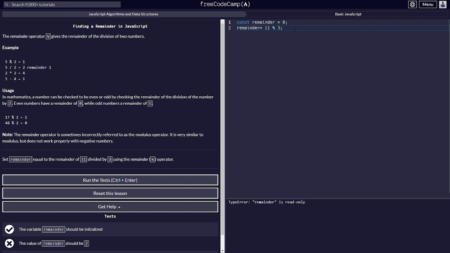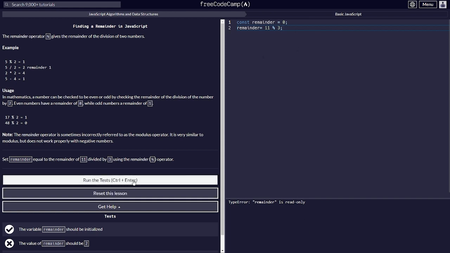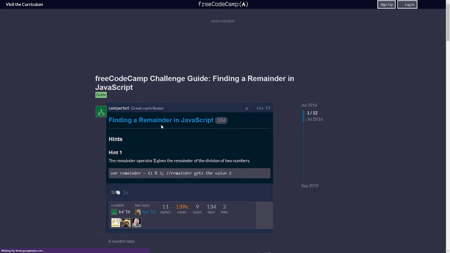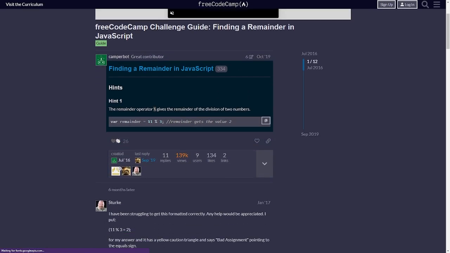Remainder is read only. So this has to be set to 2 right here. Get help. Get a hint. Let's see. Find the remainder in JavaScript. Var remainder equals 11% 3. Remainder gets the value of 2.